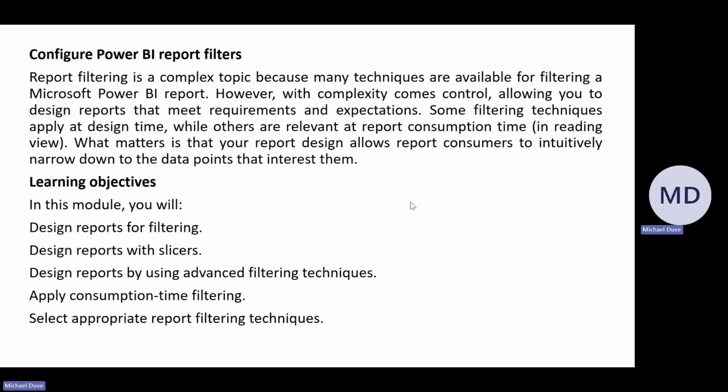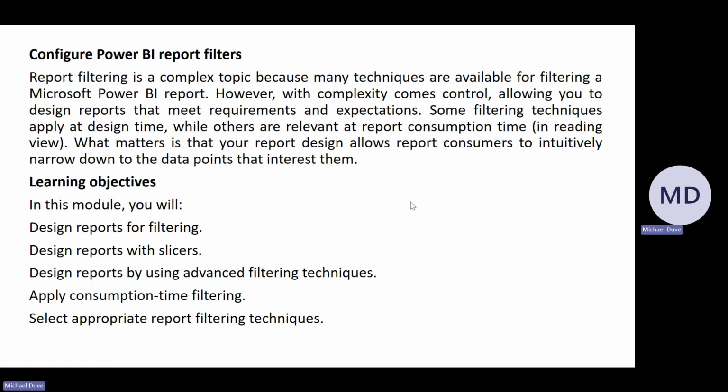So slicers are interactive, visual filters that allow users to select one or more values from a list. Then you can also add a slicer. Click on the slicer icon in the visualization pane and drag the field you want to use as a slicer into the field well. Then customize the slicer appearance and behavior using the format and settings pane.